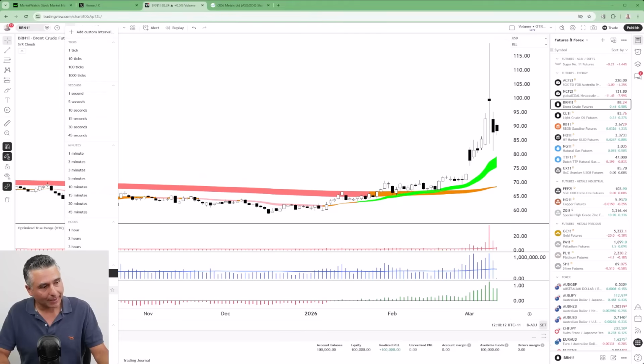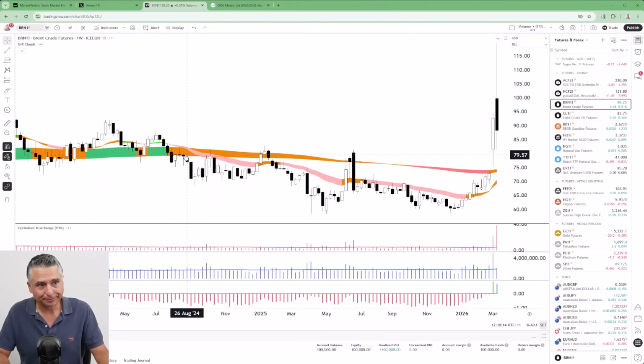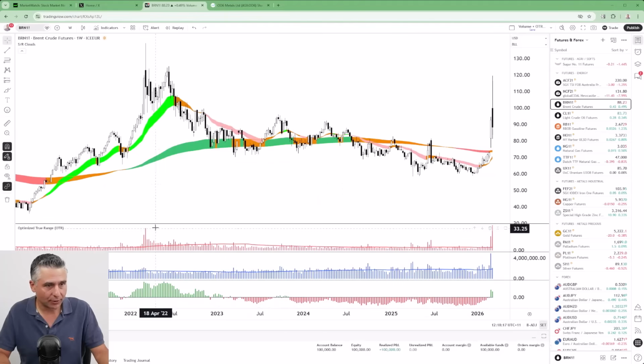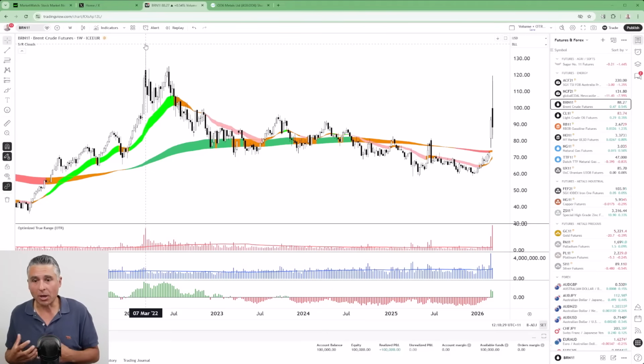Let's head back maybe to a weekly chart. To start off with, I'll just get the default zoom going. We can see a peak here. That was in early 2022, and that was immediately after Russia's invasion of Ukraine. So we can see the last time oil had a similar sort of spike was due to a war, unfortunately. And it tends to be the case with this commodity, isn't it?